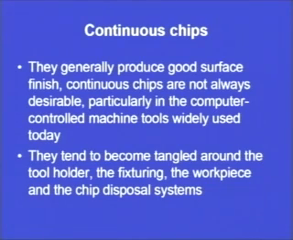Now, these are all parts of the machine tool, and the workpiece has also been considered here. We can see the tool holder, the fixturing and the chip disposal system. The continuous chips forming as a result of the machining operation have the tendency to get tangled around all these four points. They may get entangled around the tool holder, the work holding fixtures, the workpiece itself, or the chip disposal system.